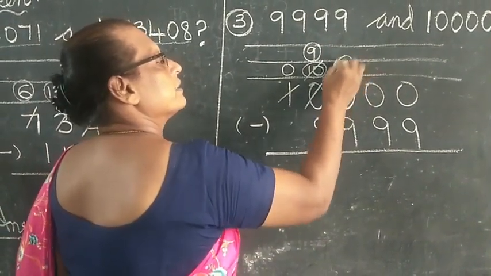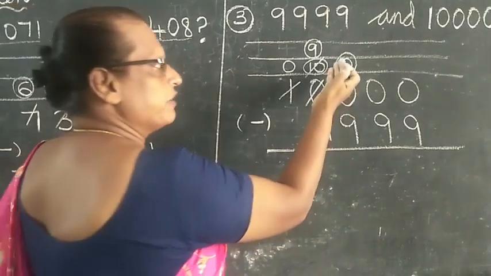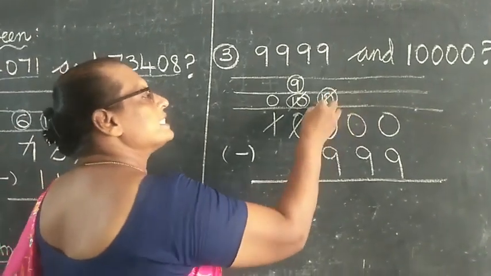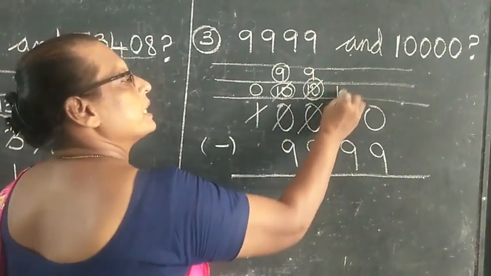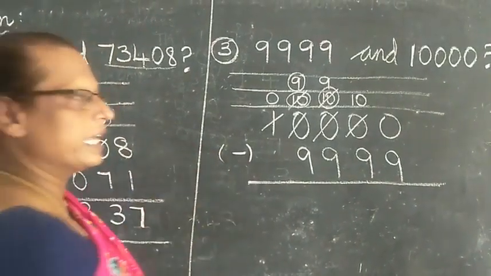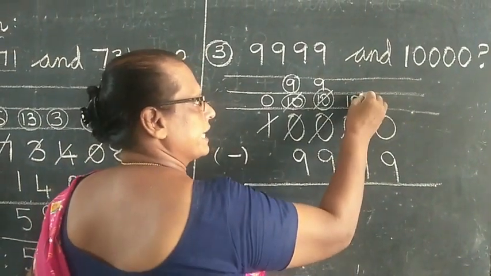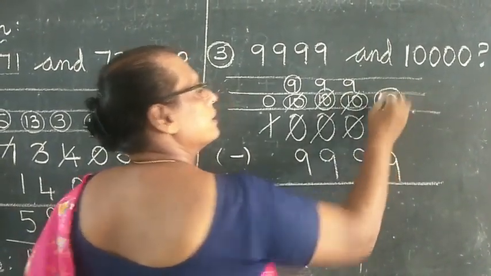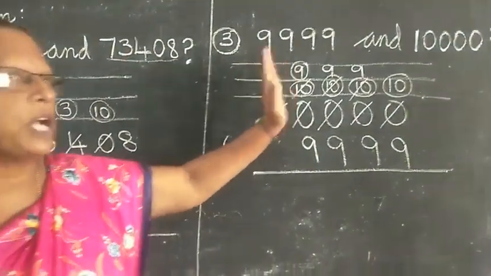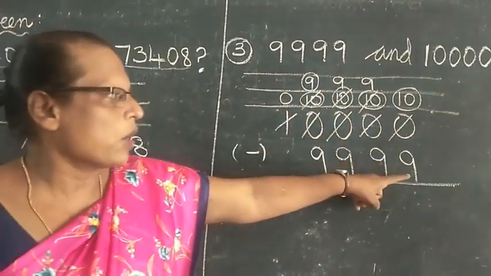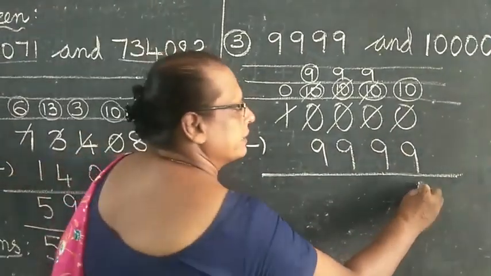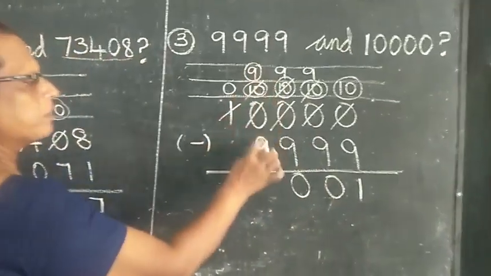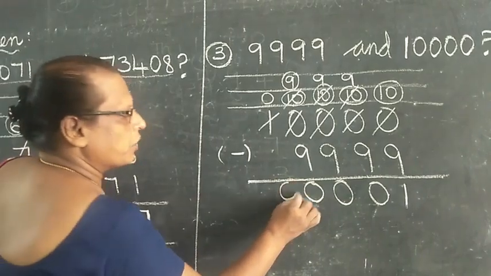0 will become 10. Okay children, and then you have to borrow from this 10. So this 10 will become 9 and this 0 will become 10. Now you have to borrow from this 10. So this 10 will become 9 and this 0 will become 10. Understood children? From this one only you have to borrow like this. Now 10 minus 9, 1. 9 minus 9, 0. 9 minus 9, 0. 9 minus 9, 0. Here automatically 0 only is there.